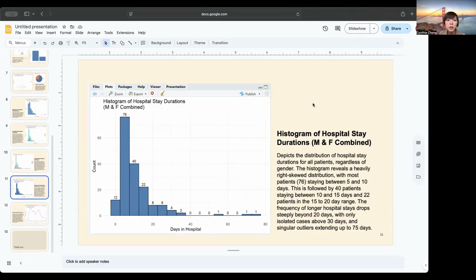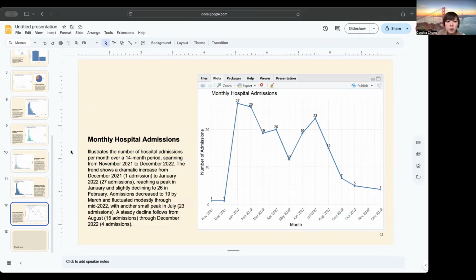So when it comes to the histogram of hospital stay duration, combining both male and female, we can definitely see the histogram reveals a heavily right-skewed distribution with most patients, 76, staying between 5 to 10 days. This is followed by 40 patients staying between 10 to 15 days and 22 patients in the 15 to 20-day range. The frequency of longer hospital stays dropped immediately after 20 days, with solely isolated stays around 50 to 80 days.